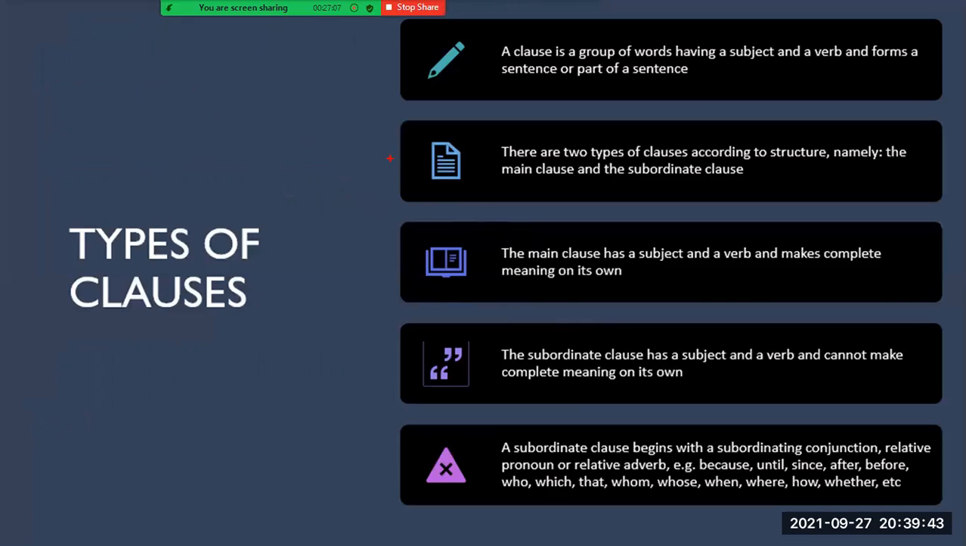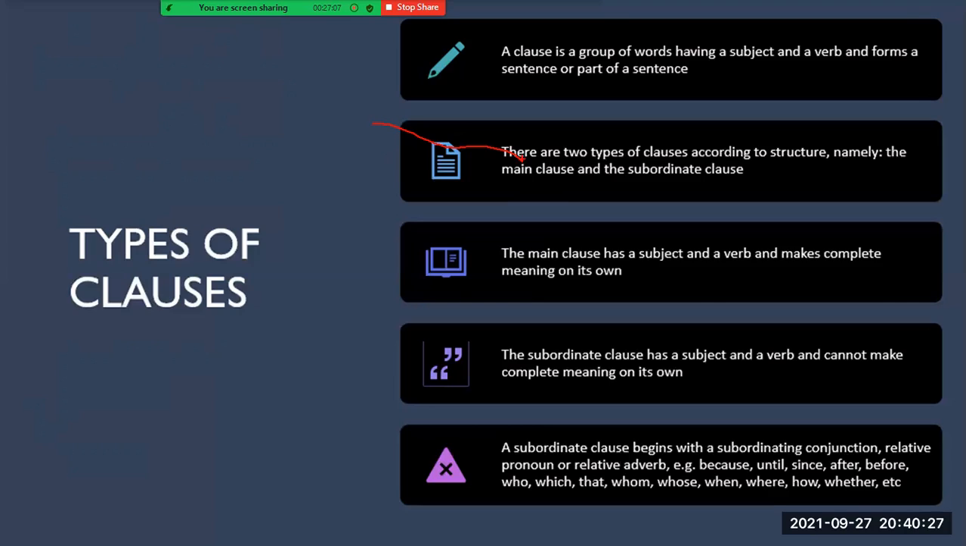Okay, so now you can see exactly what a clause is about. And why are we talking about a clause, whereas our topic is a complex sentence? This is because we have defined a complex sentence as a sentence that contains one main clause and at least one subordinate clause. So you need to understand what a clause is. Then you also need to understand the two types of clauses according to structure, and they are the main clause and the subordinate clause.